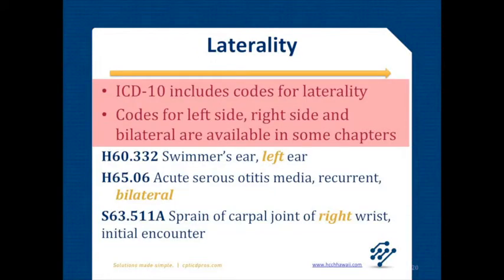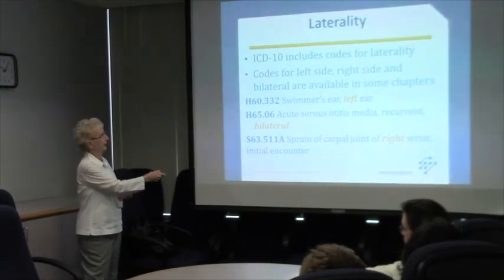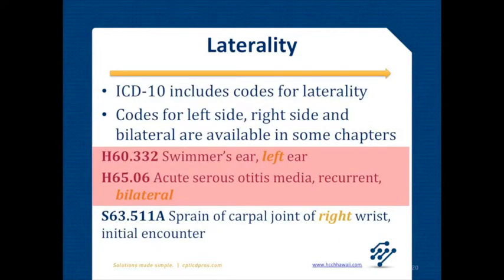All right, laterality. ICD-10 includes codes for laterality: left, right, and bilateral. Not every chapter, of course, has them, but many of the chapters do, and here are some examples. Swimmer's ear, or otitis externa of the left ear, that's your code for otitis externa. These mean something. In this case, 2 is left. Serous otitis media, recurrent, bilateral. In this case, the bilateral is 6.